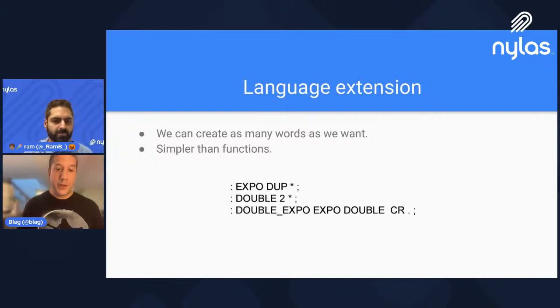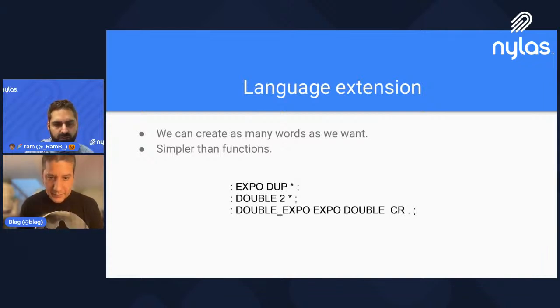So let's say we call double expo with the value 5. It's going to call expo. So 5 dup, we're going to have 5 and 5. Multiply, it's going to become 25. Then it's going to call double. What's on the top of the stack? 25. Multiplied by 2, 50. So we do a carriage return and then print the value 50.